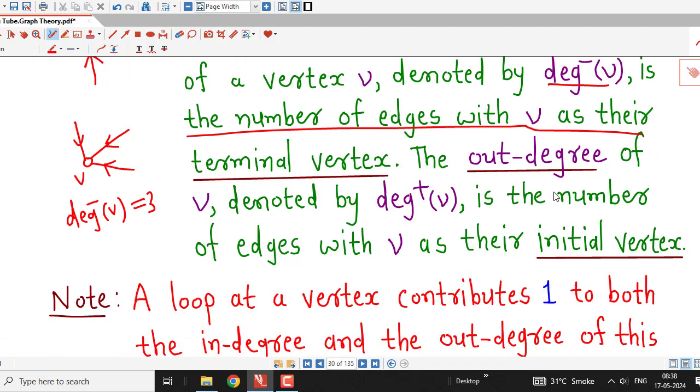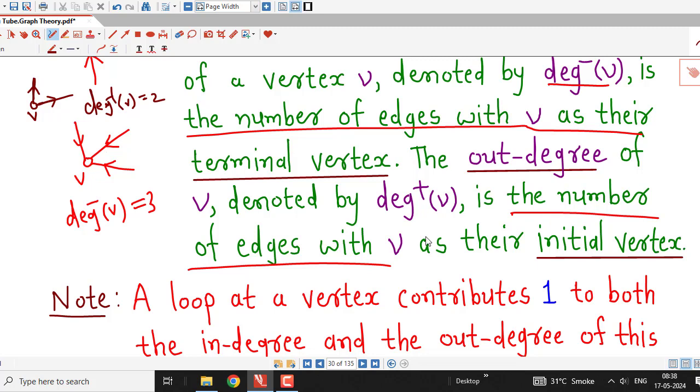And similarly, the out degree of vertex v is the number of edges with v as their initial vertex. For example, if I have this type of situation, then there are 2 edges whose initial vertex is v, so the out degree of vertex v is equal to 2, the number of edges with v as their initial vertex.